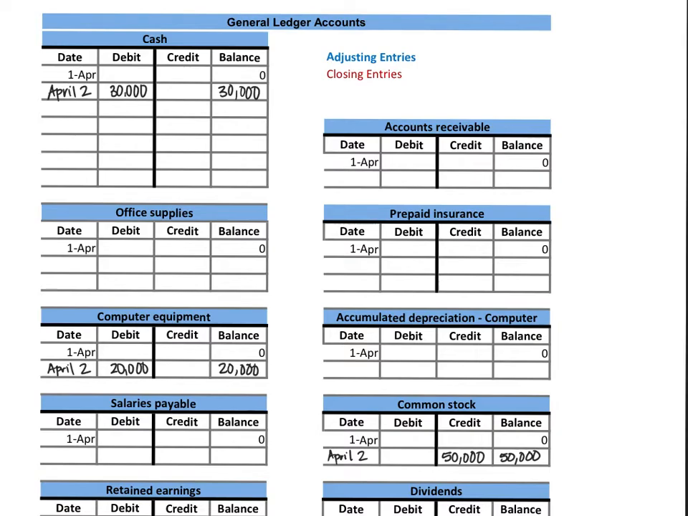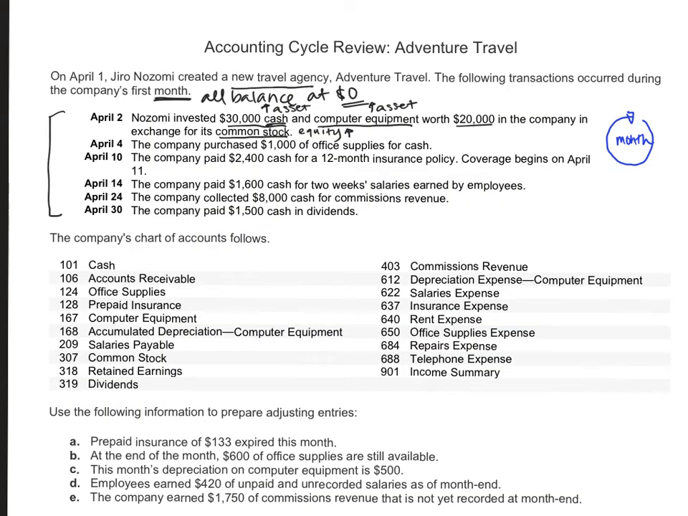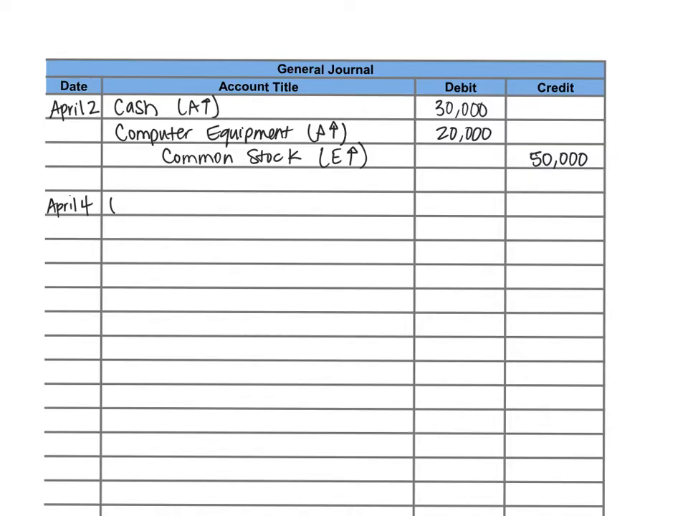All right, I've got all my balances ready to go, and I'm going to go back over to my next journal entry. All right, next up it says on April 4th, the company purchased $1,000 of office supplies, and they used cash to do that. So let's put that in our journal entry next. All right, so my first line in my journal entry is going to be office supplies. This is an asset account that's going up, and then I'll need a debit to do that. And then I have cash. I'm using cash. This is an asset account that's going down, and I'll need a credit to make that happen. And the dollar amount for these is $1,000.